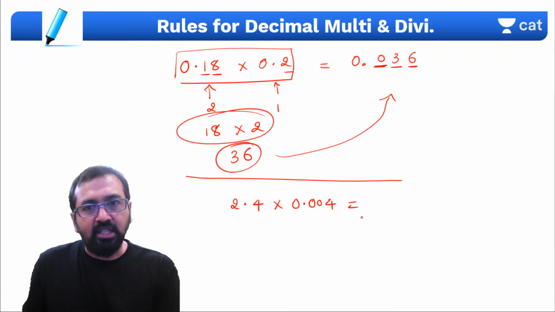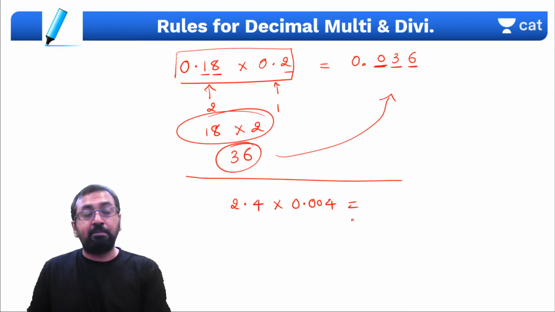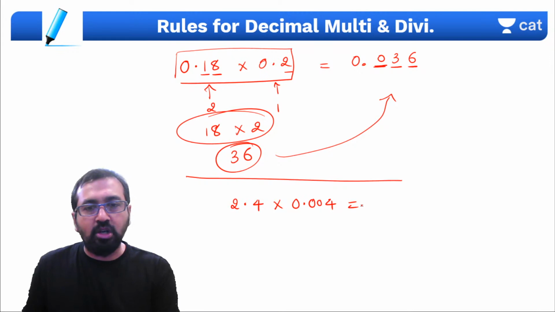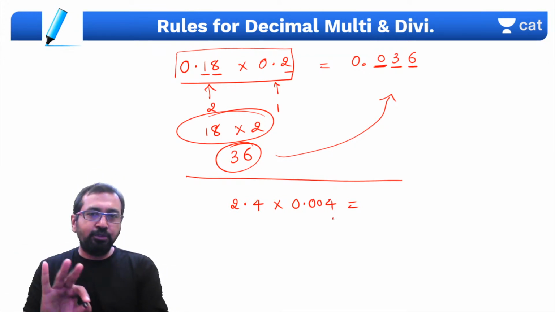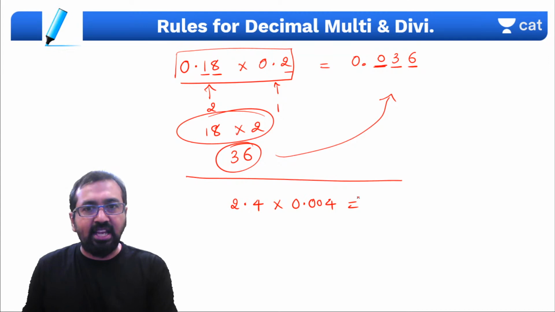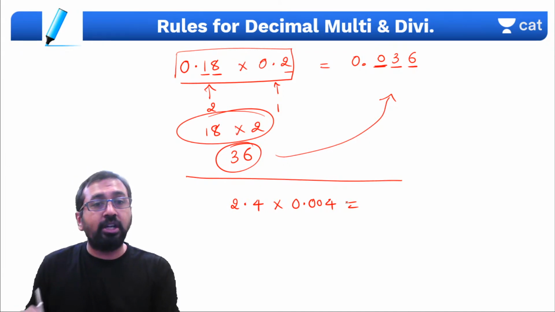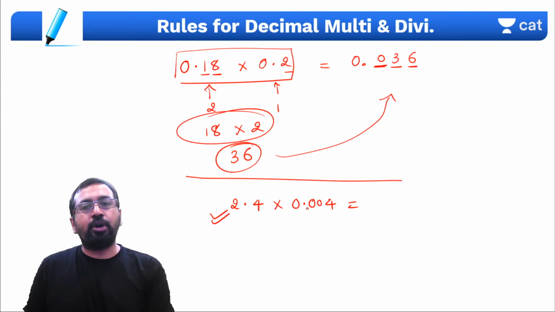Now can you try this question? If you have got the right answer, please put it in the chat box. Let me see how many of you are actually accurate at decimal multiplication. And the others who are confused, please keep staring at the screen. I'm going to explain this point. I'll make it very, very easy for you. So please do not move an inch. But let me see how many of you are able to answer this question. 2.4 into 0.004.